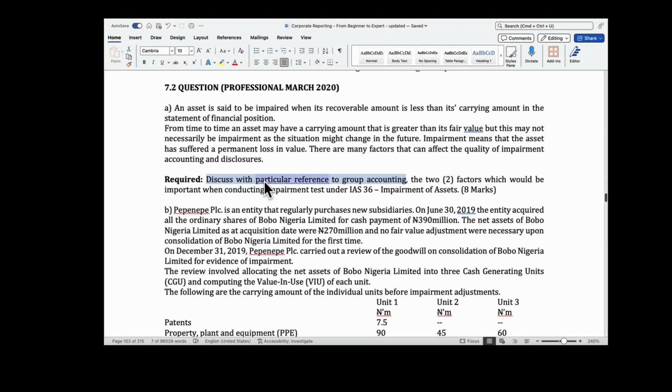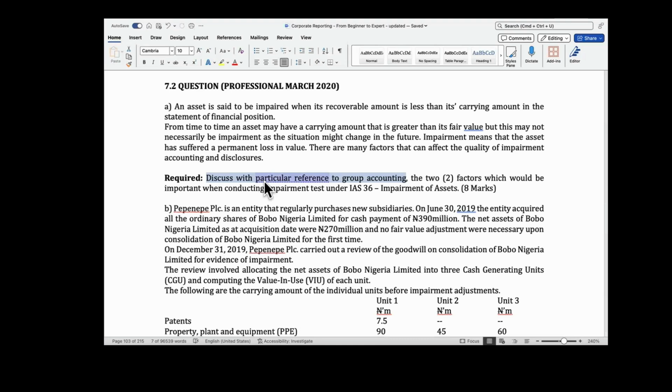Can anybody attempt this question? The 2 factors when conducting impairment tests. What are the 2 factors? That is what you had mentioned before, carrying amount and recoverable amount. That's correct. Okay. Those are the 2 factors. Now, you see, this question is an 8 marks question. And they say discuss with particular reference to group accounting. So how do you discuss with reference to group accounting?